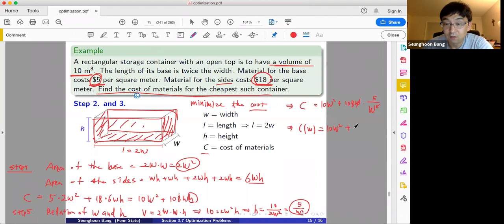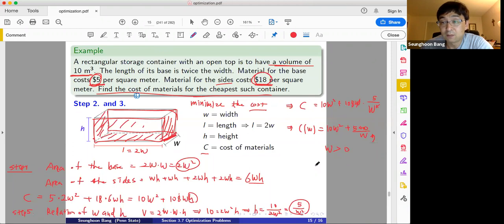So we have 540 over W. What is the domain? W is the width of the rectangular storage container. The width is always a positive number. So W is a positive number. C of W equals 10W squared plus 540 over W.